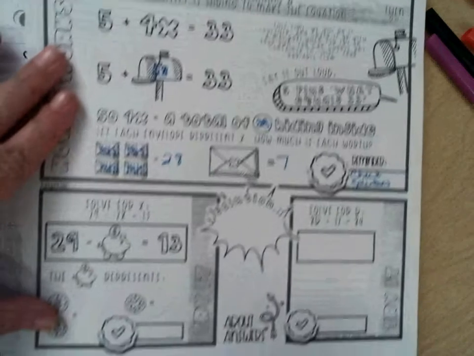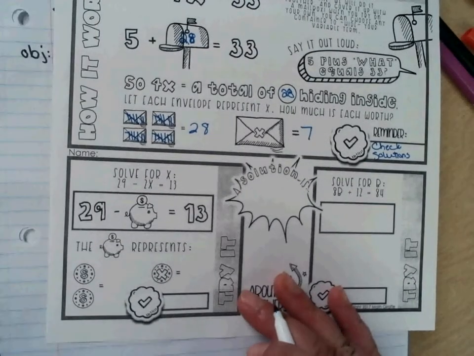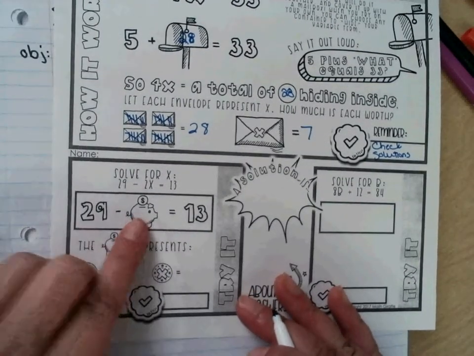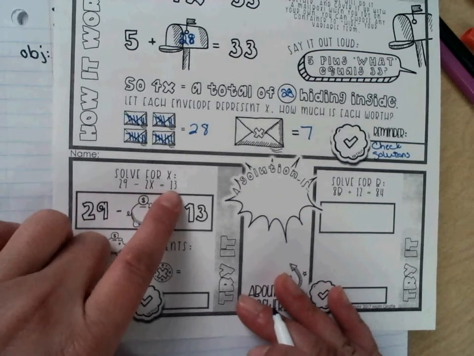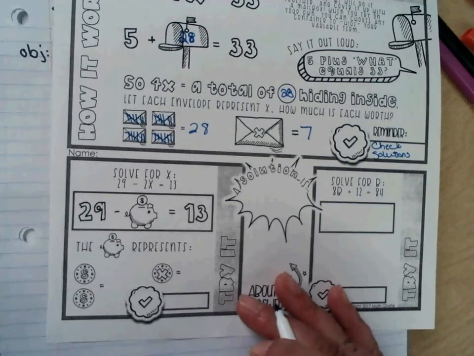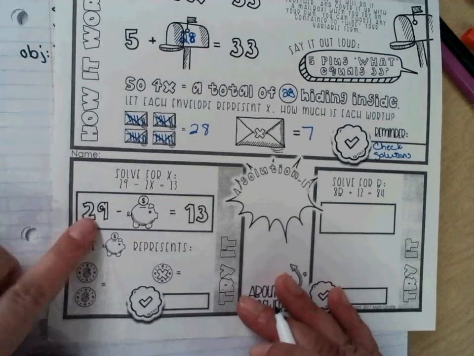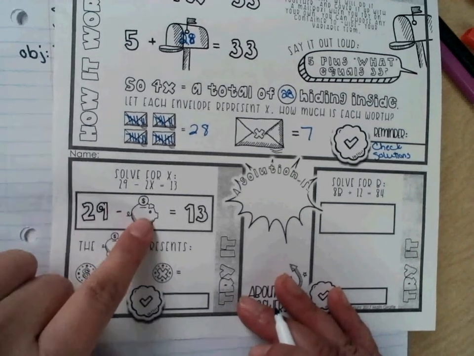So here we go. Let's look at this next one. So we're going to use a piggy bank this time to cover it up. So we have 29 minus 2 times x equals 13. Okay, so I have to ask myself out loud, 29 minus what gives me 13?